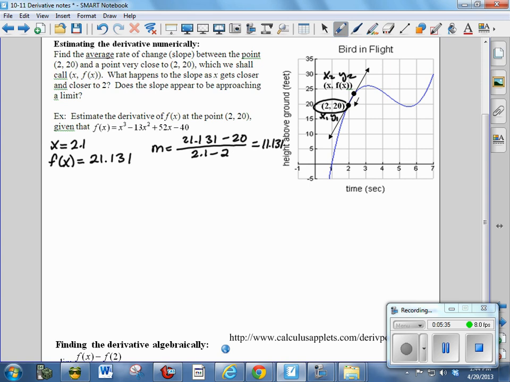Now I'm going to say let x equal 2.01, and let's find out what f of x is. And then let's do the same thing when x is equal to 2.001, and let's find f of x, and so forth. Let's find the slope for each one of those. So I'm going to do this on my calculator, and then I'll bring it over to show you. So let's go back to the calculator.